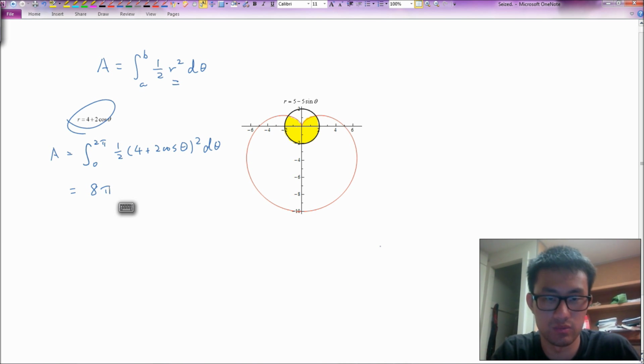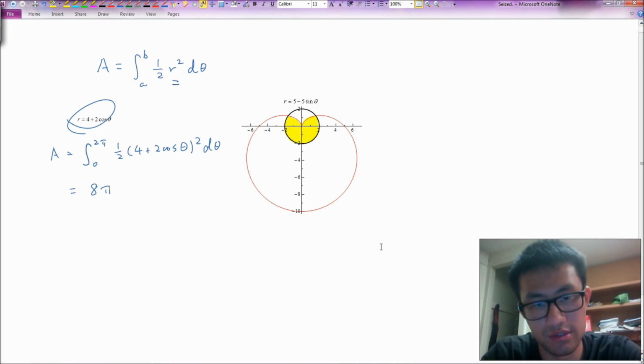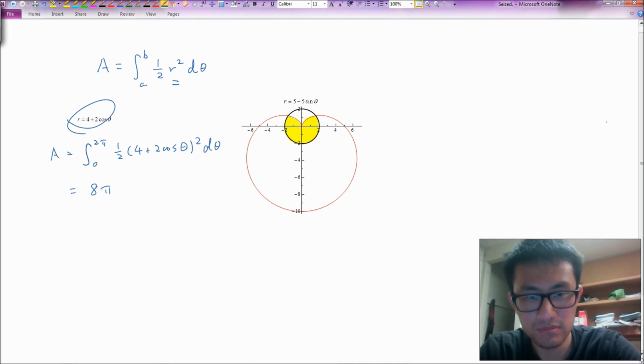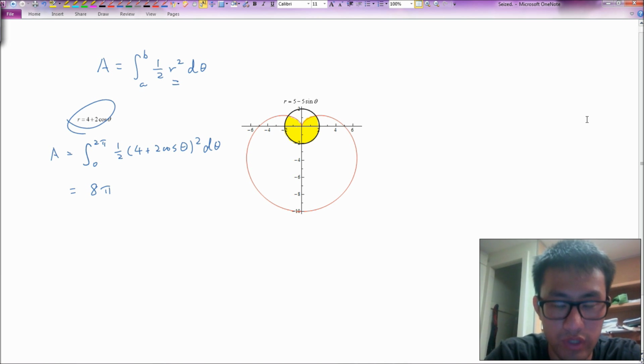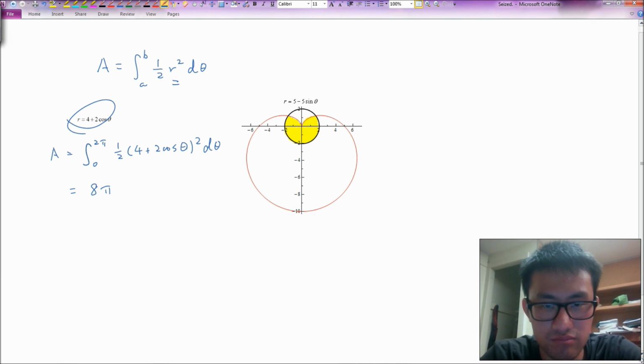Now we move on to the next one. This looks a little bit harder. We're trying to find the yellow part. It's a circle with a diameter of 2 and a radius of 2, and with the equation r equals 5 minus 5 sine theta. To find this, there's a little trick here. We can divide this shape into two parts.